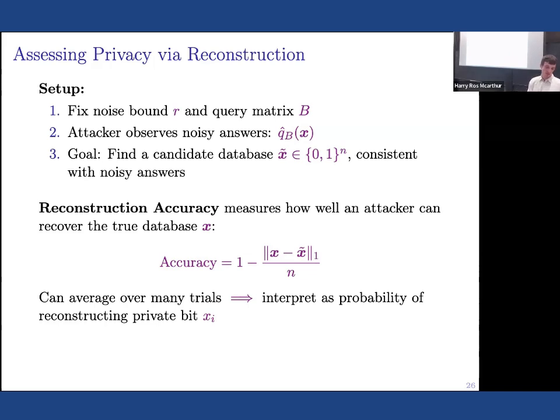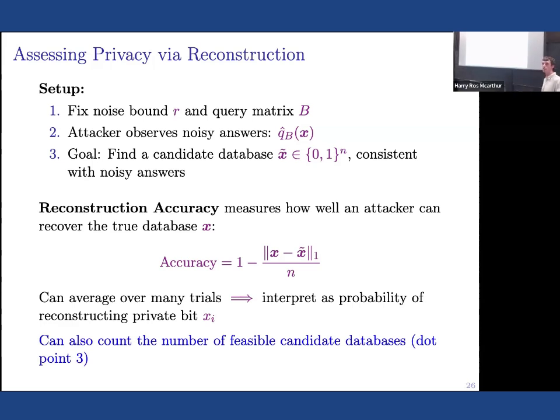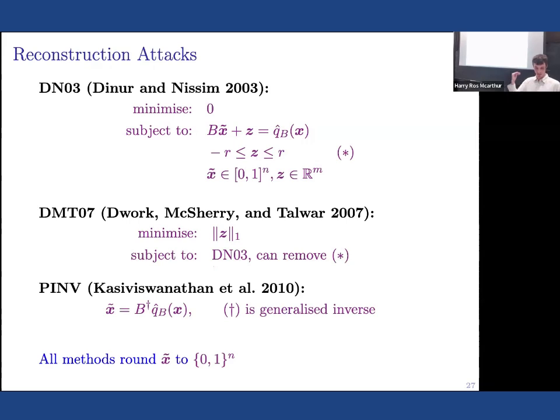You don't just need to find one candidate database. If you have an integer linear program, you can enumerate the set of feasible databases using Gurobi, which we've done. So these are the attacks. There are some linear programs, or you can reformulate them as integer linear programs. That's these first 2 attacks. The difference is you add an objective function onto the second one.